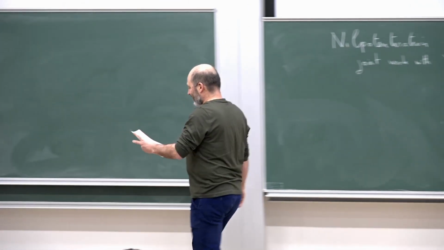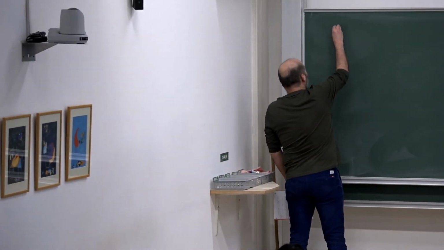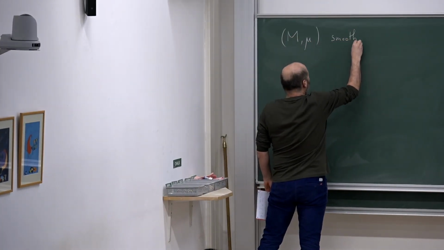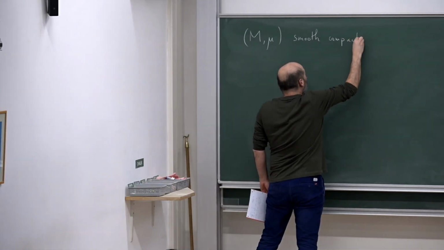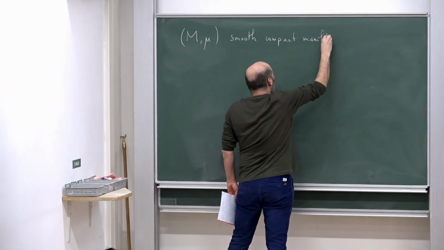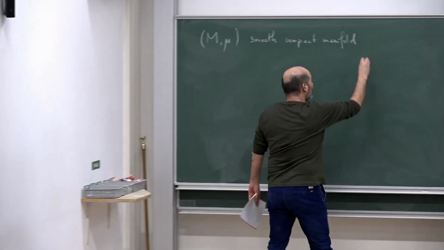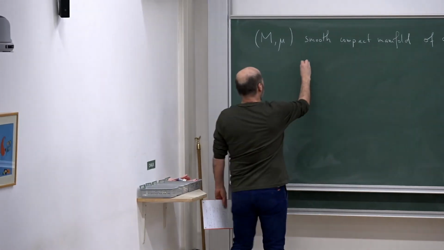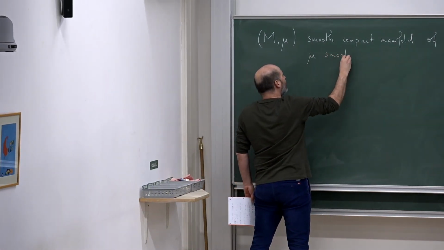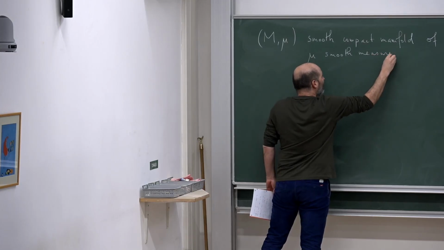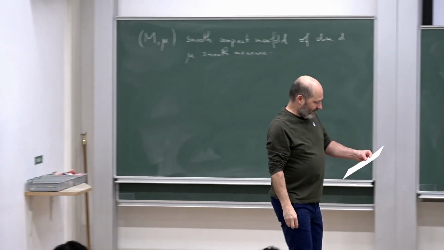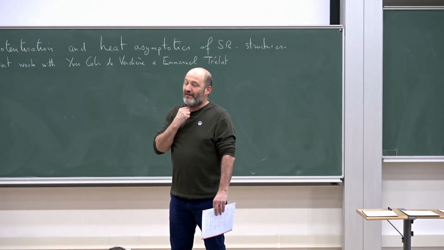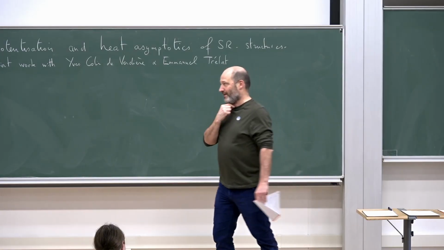introducing the setting. So everything I say will be on a smooth, compact, connected manifold M of dimension d, and mu is a smooth measure on it. For reasons that will be clear maybe right now, I need to fix a smooth measure, which is the first difference between sub-Riemannian geometry and Riemannian geometry.